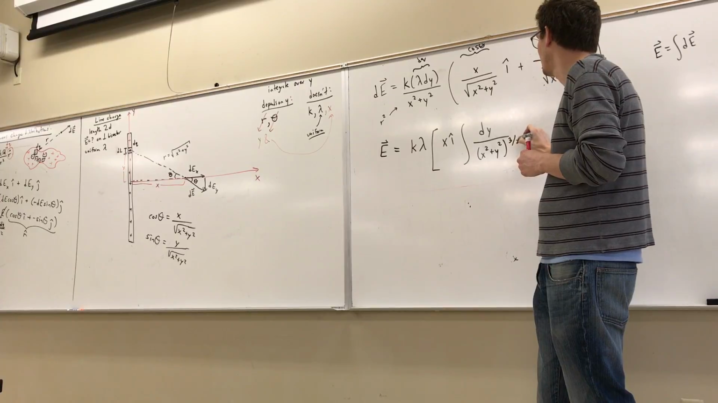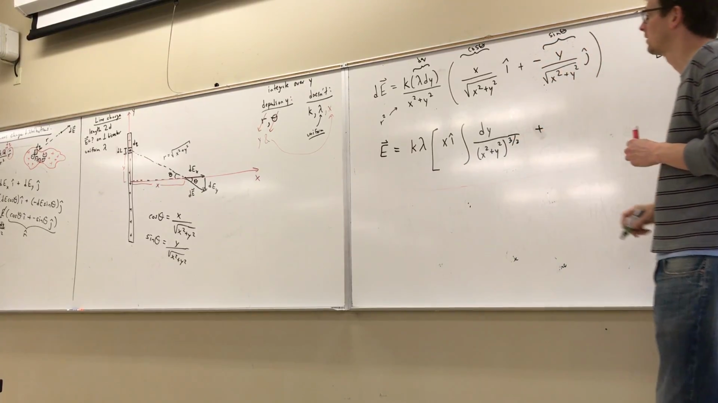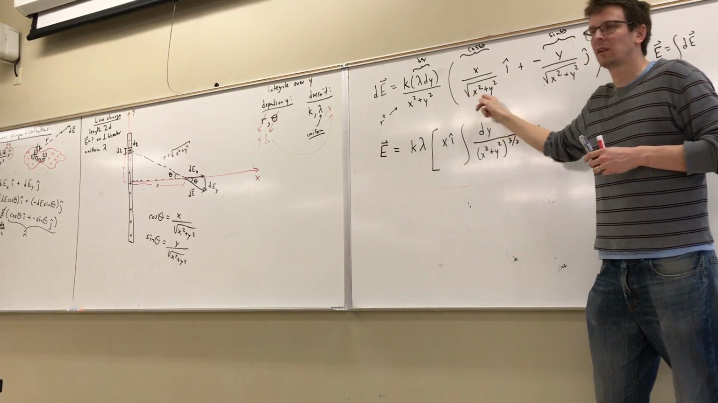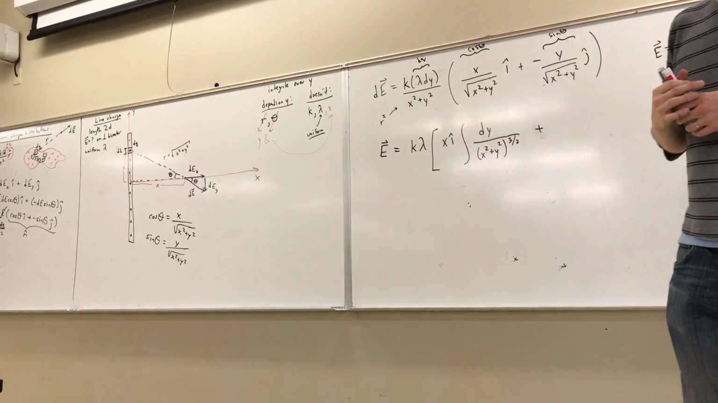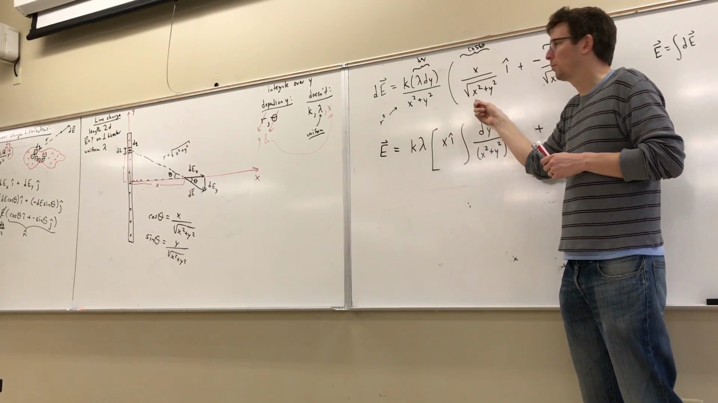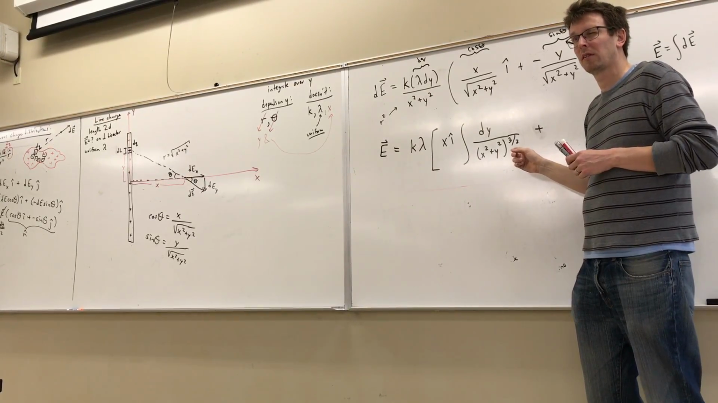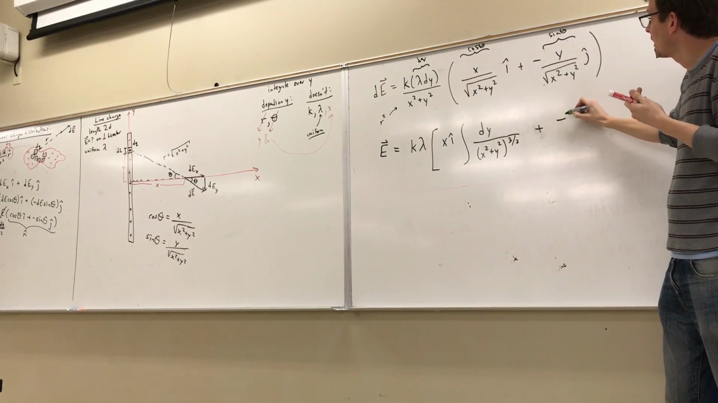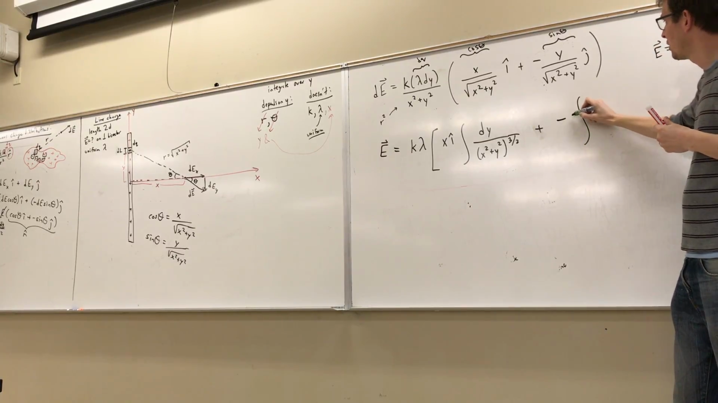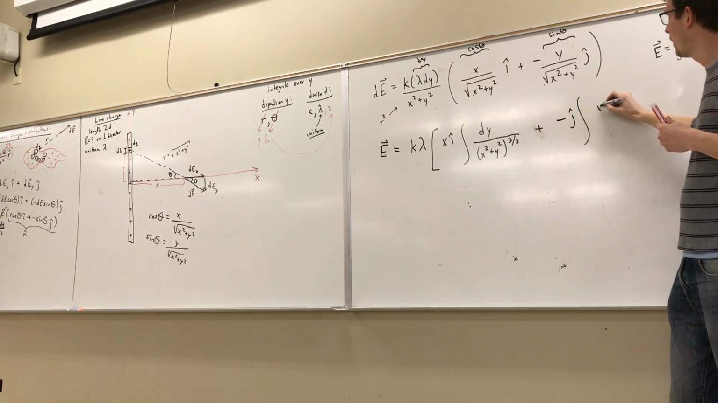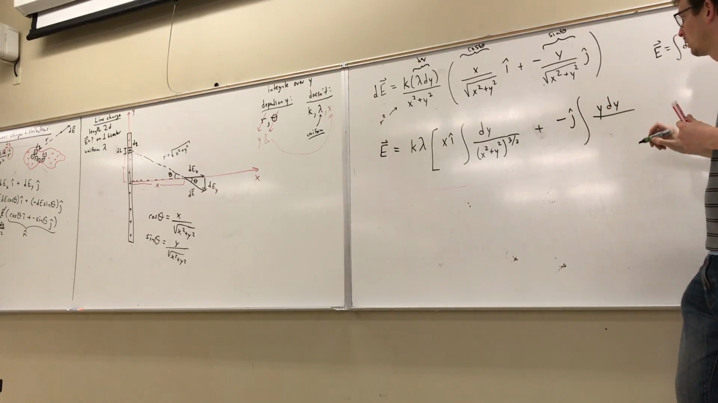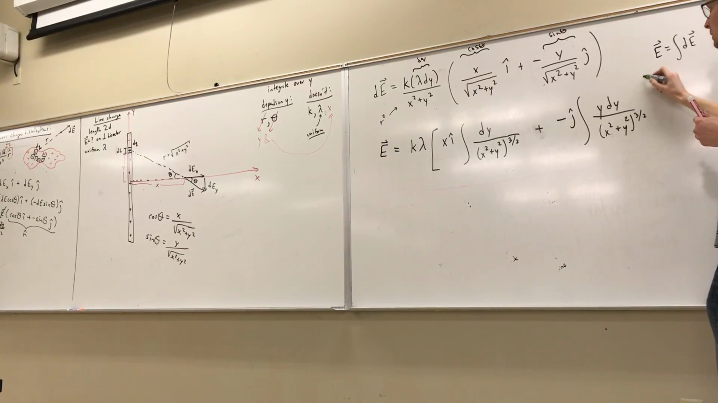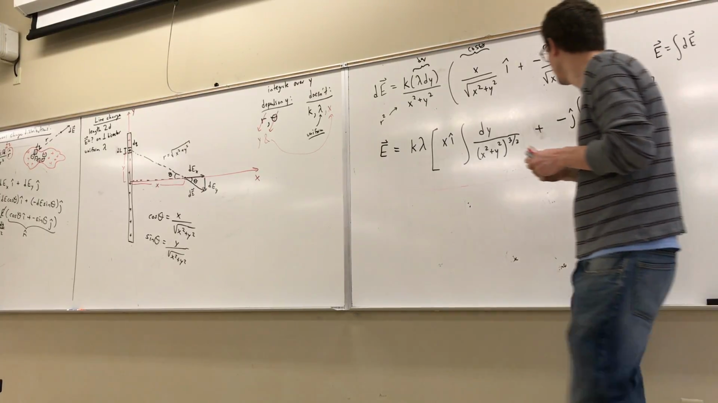And then I have this ugly thing to the 3/2. Of course, this and this combined to the 3/2 power. Is that all right? Blah plus square root of blah is blah to the 3/2. Okay. And then what do I have over here? I have a minus sign. I have a j hat. I have a y dy. And then same ugly denominator. And I think that's good.